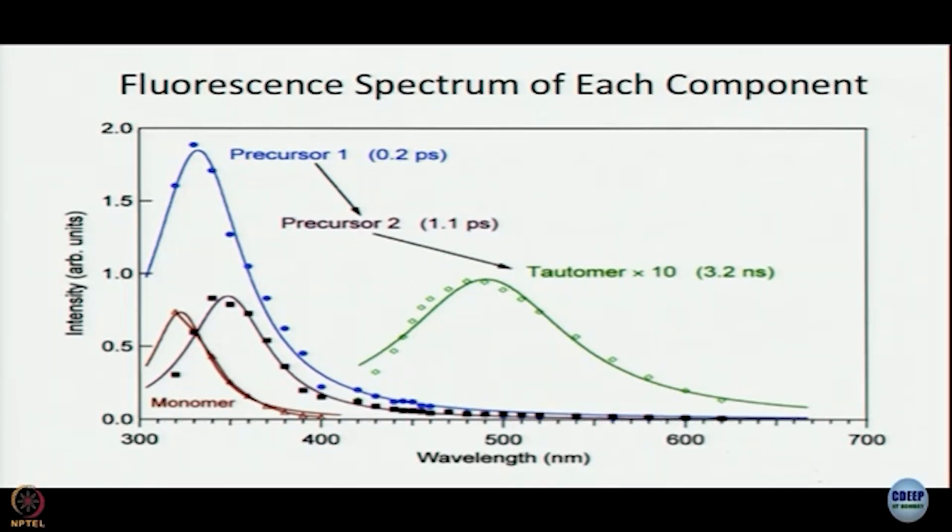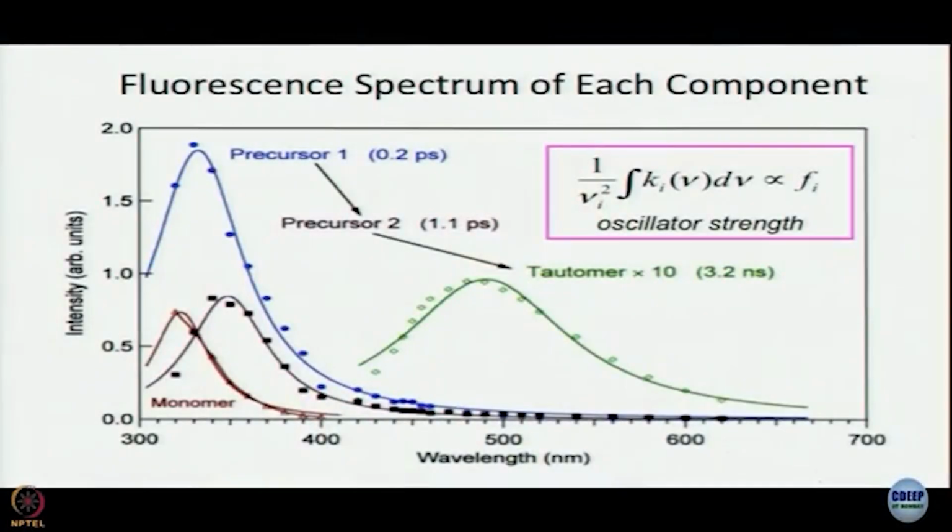So, what they are saying essentially is that you have some precursor to start with, from which no proton transfer has taken place, no tautomer is formed. From there you get another precursor which is associated with a slightly longer time, 1.1 picosecond, and from there you get the tautomer. Okay. So, I will tell you why this was one of the starting points of the debate.